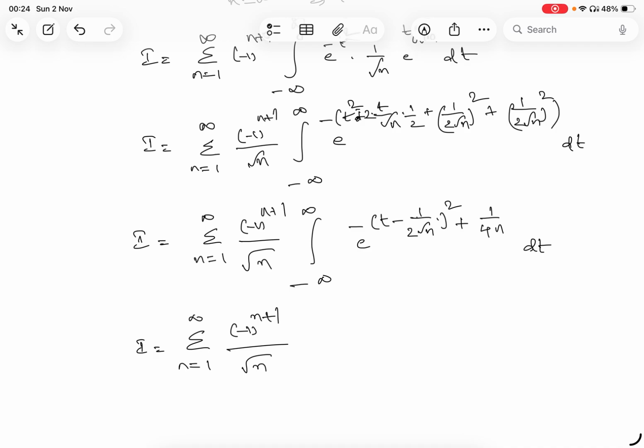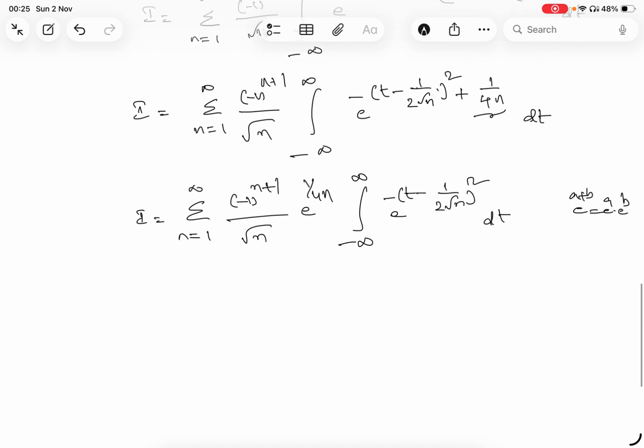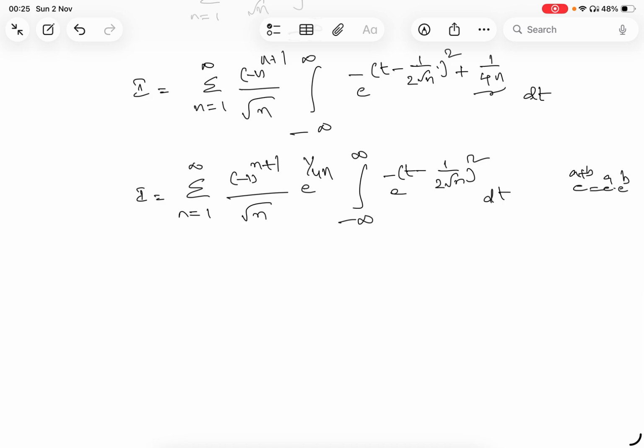As you can see, e power a plus b is e power a into e power b, right? Then this will be e power minus t minus 1 by 2 root n whole square into e power 1 by 4n, which is constant because there is no t dependency there. You can bring it out of the integral. Then this will be e power 1 by 4n, then the integration will be e power minus of t minus 1 by 2 root n whole square dt, right?